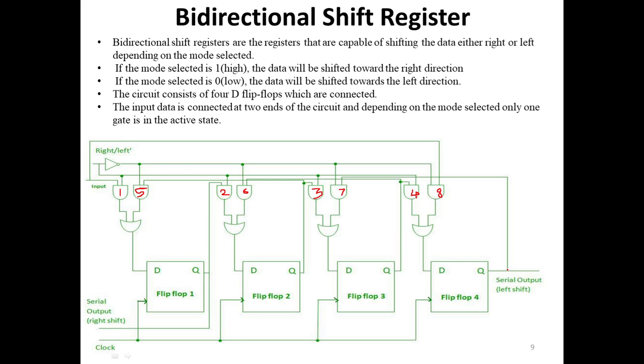Same for a left shift operation, one control line is connected to the left operation and now gate number 5, 6, 7 and 8 will be in an active state for a left shift operation. At the same time gate number 1, 2, 3 and 4 will be in an inactive state. So here you can do the right shift as well as the left shift. So this register is called a bidirectional shift register.